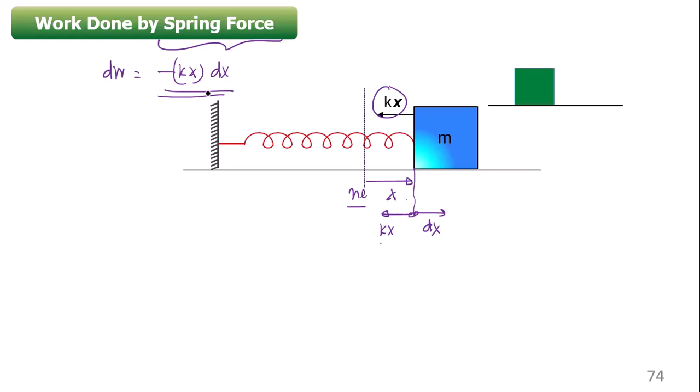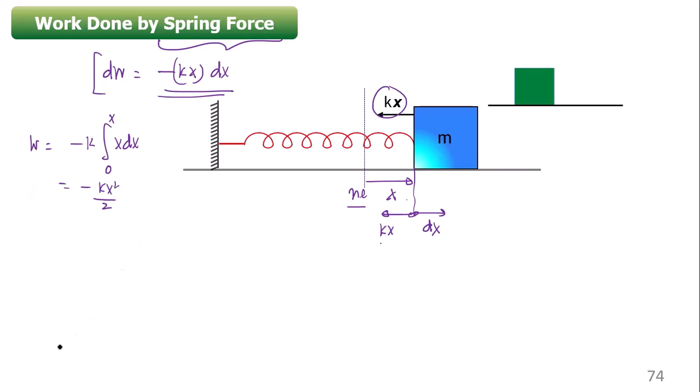So spring force is acting in the opposite direction and displacement is in the forward direction. So the small work done is minus kx dx. So total work done should be the integration of this. Once I do the integration, minus k taken out, integration of x dx, limit from 0 to x. So this is minus kx square by 2.